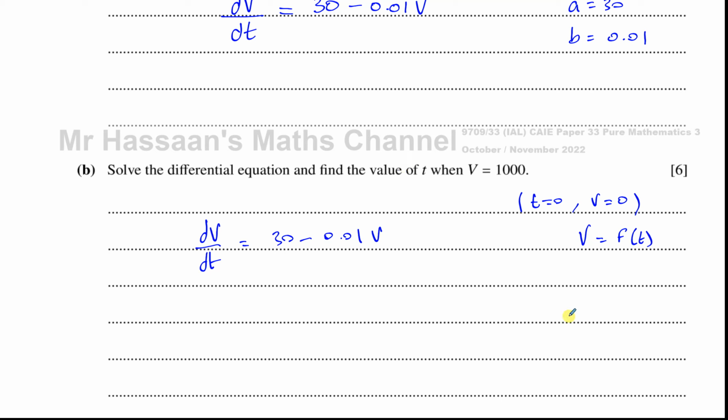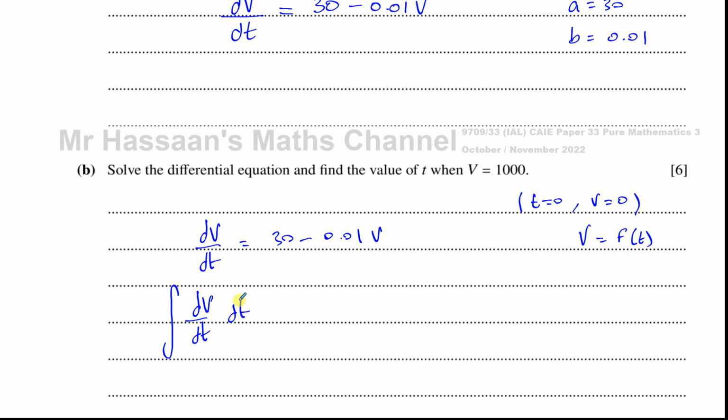Then we have to find the value of t when v equals 1,000. So in order to solve this differential equation, we have to integrate both sides with respect to t. I want to find v. I've got to integrate this with respect to t. So I'll have the integral of dv/dt dt.